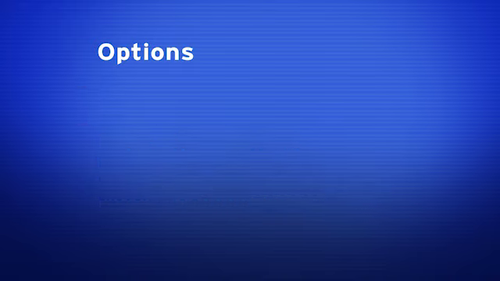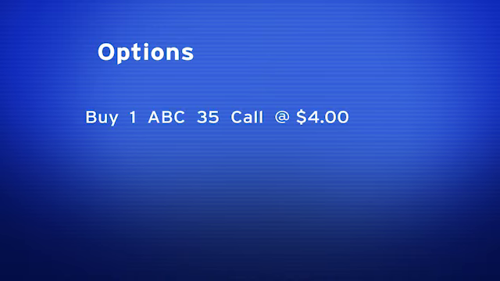Let's take a look at some option transactions. Let's say we have a client who buys one ABC 35 call at 4. Well, the number of contracts here is 1. They buy one ABC 35 call at 4. They bought one contract. What is the size of that contract? If they were to exercise that option, how many shares would they be able to buy? Contract size is 100 shares. So they would be able to buy 100 shares.